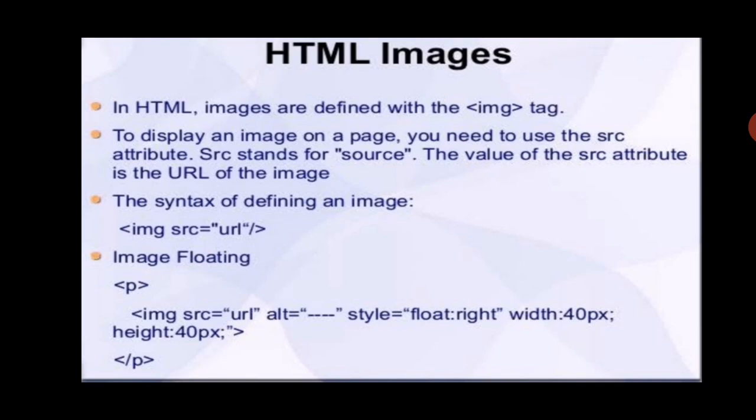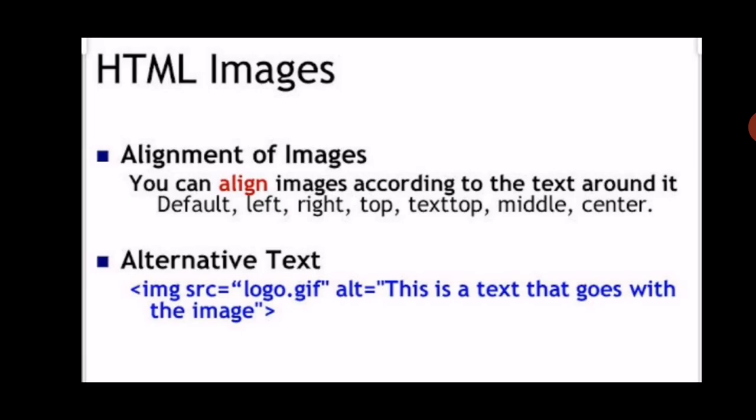For image plotting, p means paragraph. If you want to give a distance between two or three pictures, then you can use the paragraph option also. Now you can see here I'm using style; whichever kind of style you are using, you can set right position or left position. Width and height of the picture can also be used. In the next slide you can see some alignments, like left, right, top, text top, middle or center. You can easily use them, and then your picture will be set on your web page according to your choice.